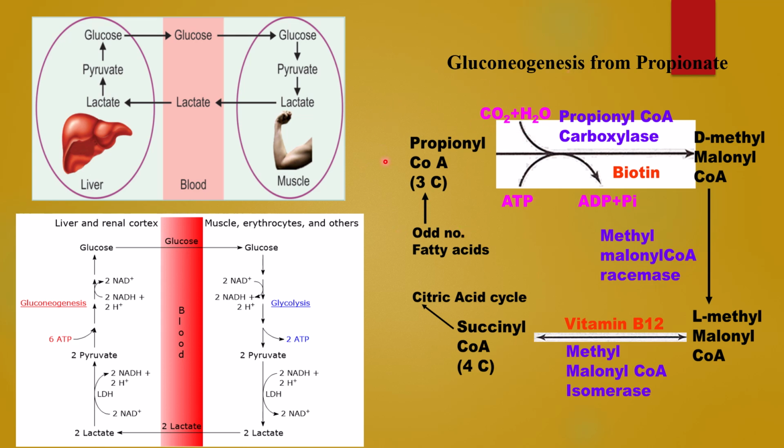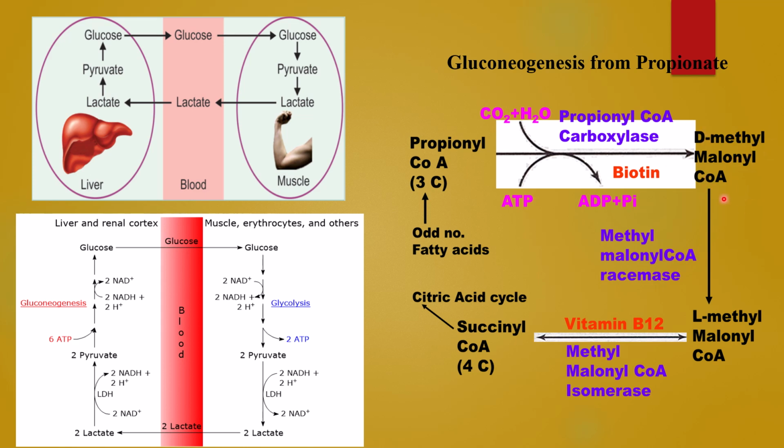Propionyl coenzyme A is the major end product of odd chain fatty acid beta oxidation. So there is no utilization of this propionyl coenzyme A, so it is to be converted cleverly into some very useful product. You can see it here via the enzyme propionyl coenzyme A carboxylase. Wherever carboxylases are there, generally biotin is involved, and there is a consumption of 1 ATP, and carbon dioxide is added to the propionyl coenzyme A, and it finally converts into D-methylmalonyl coenzyme A.